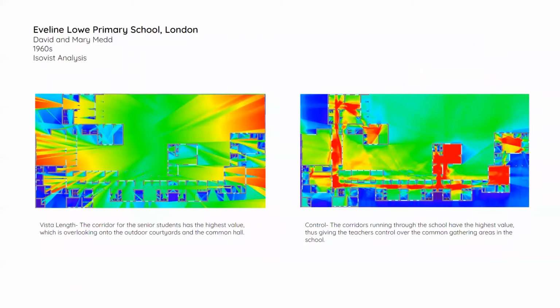Because of the L-shaped nature of the plan, in which the senior students are kept at one end of it, they have very high vista length into the outdoor spaces and are immediately disconnected from the other students. The main corridor has very high control, which makes it a powerful connector between the classrooms and re-establishes the original idea of the school.